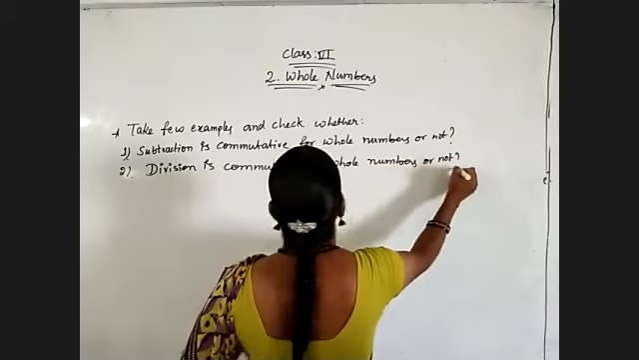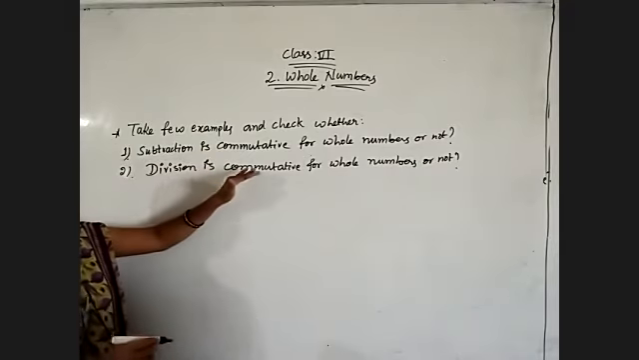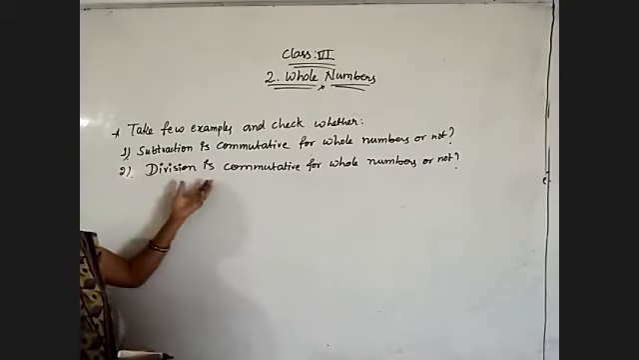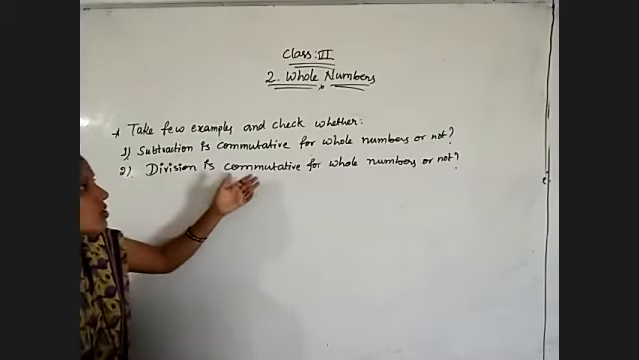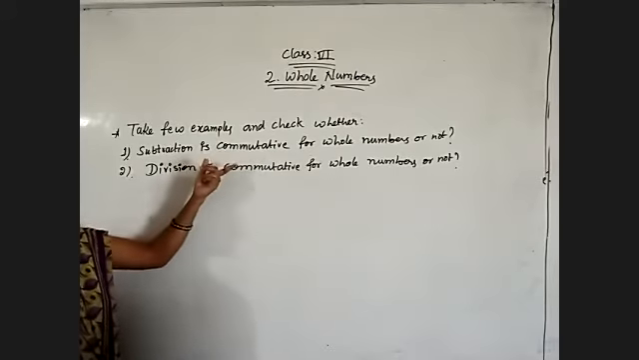Okay, just observe the question. Take a few examples and check whether subtraction is commutative for whole numbers or not. Division is commutative for whole numbers or not. So here, this question is for commutative property. So what is the commutative property?